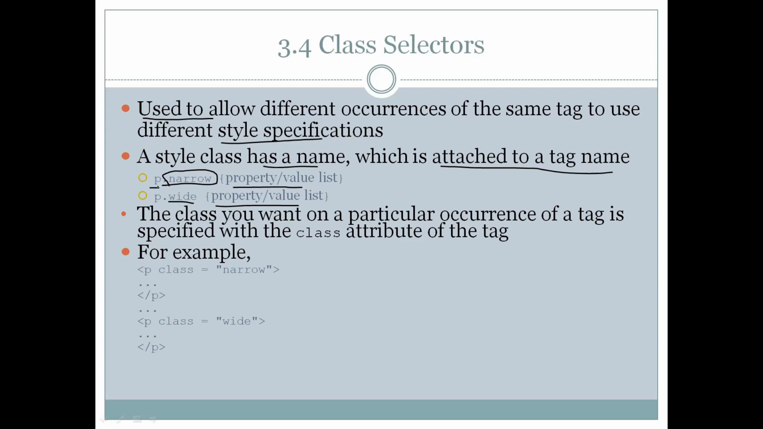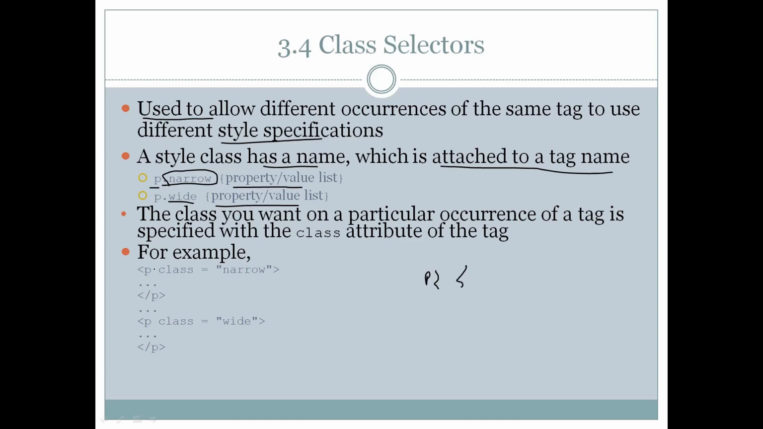In the earlier case it is directly applied. If I say p and declare something, then it is directly applied to all paragraph tags in my HTML document. But in case of class selectors, this is not applied directly to all elements. We have to apply it specifically in our HTML code.